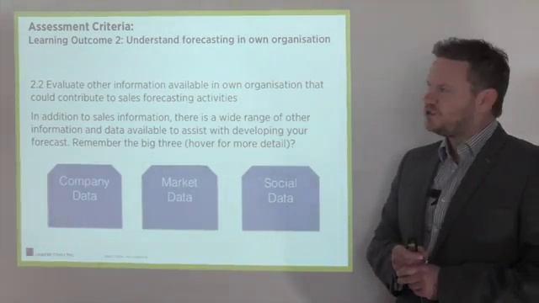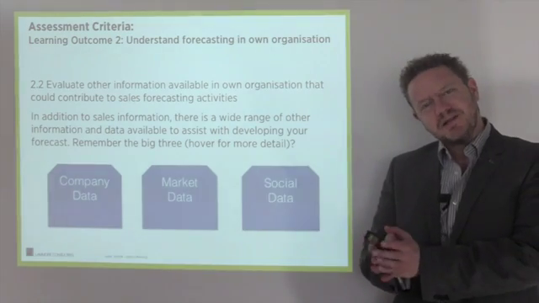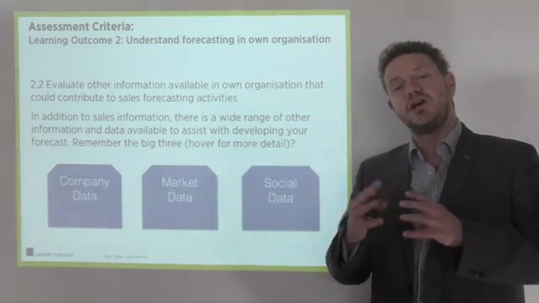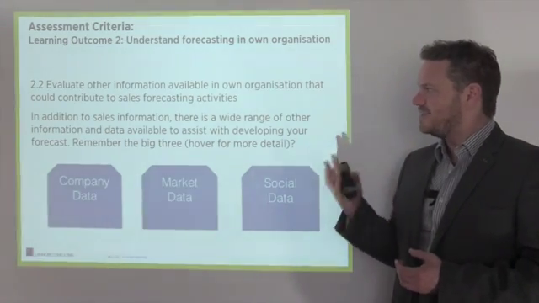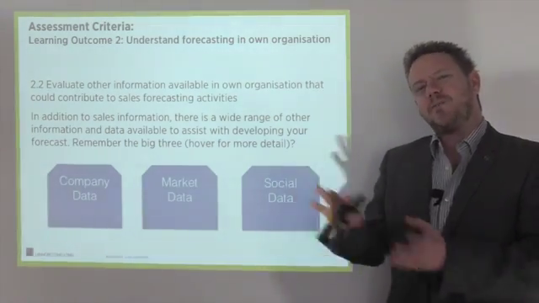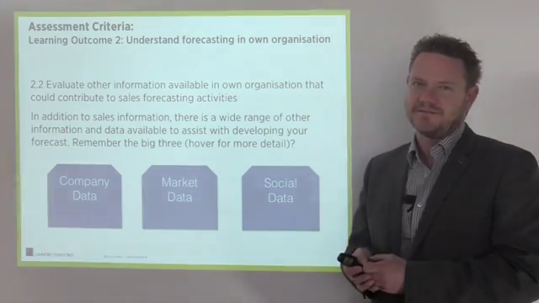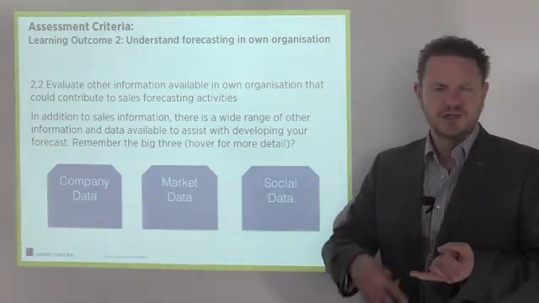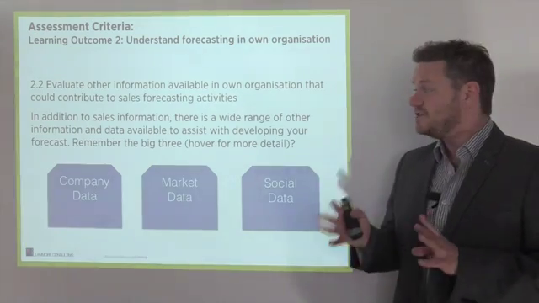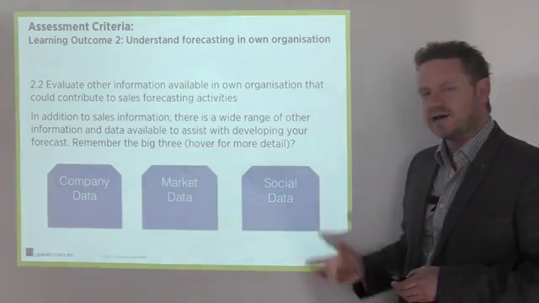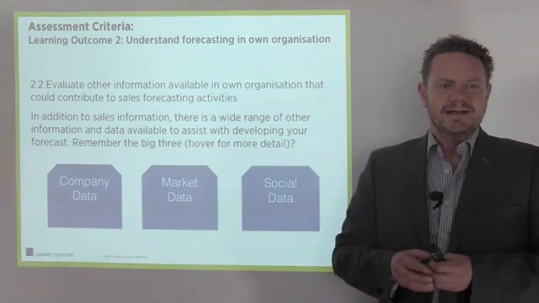Learning outcome 2.2 is, once we've got all of this information and we make sure that we understand the terminology behind it, to then actually think, well, what else is there apart from the core parts of sales information? Margins and value sales and volume sales and so on. We've got a wide range of other stuff. We've got company data, market data, and social data and so on.